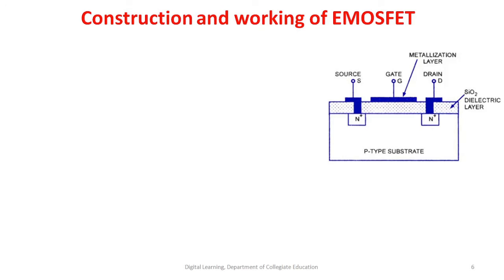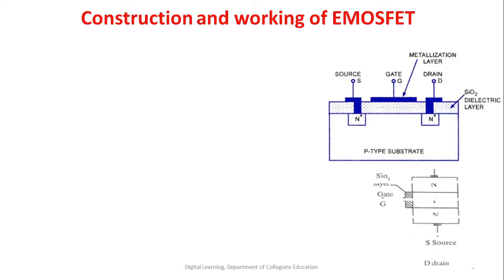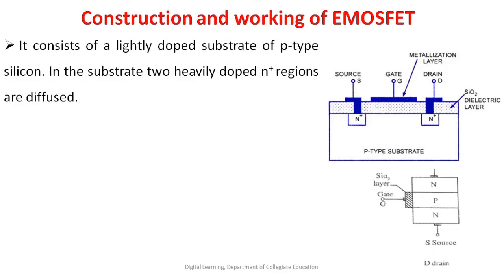This is the structure of enhancement MOSFET. It consists of a lightly doped P substrate, made up of silicon. In the substrate, two heavily doped N plus regions are diffused. Since it is heavily doped N type semiconductor, it is represented by N plus. N plus regions are diffused into the P type substrate.